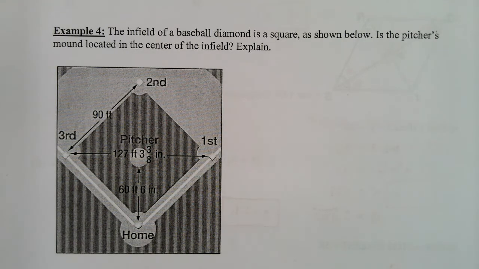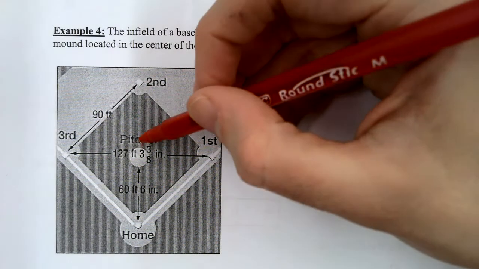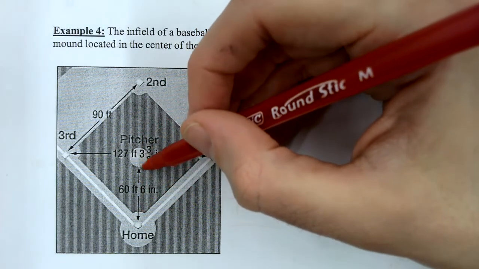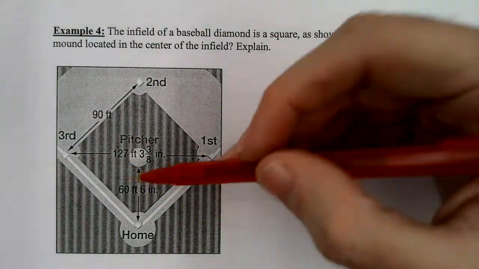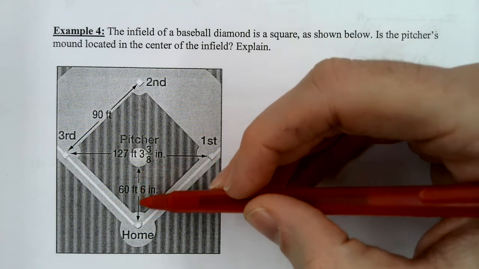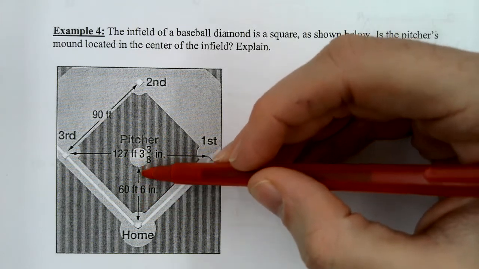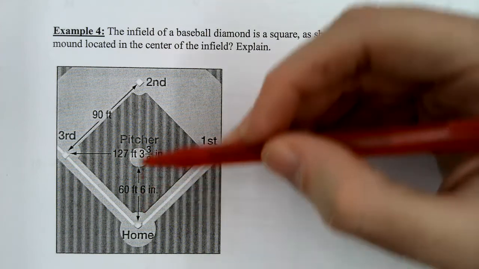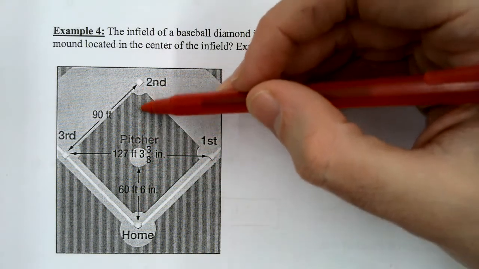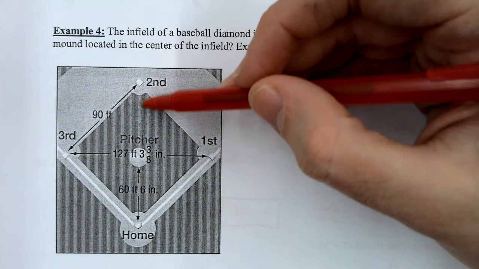But is it a square? So basically, if it's in the center of the infield, then this part right here, 60 feet, 6 inches, should be the same as this part right here, right?